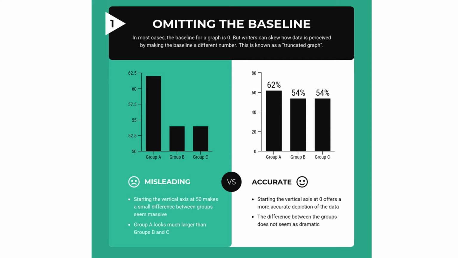One way is by omitting the baseline. By omitting the baseline, this makes the changes look larger than what they could be. So in our example, our baseline starts at 50 instead of 0. By doing this, group A looks much larger than groups B or C. If we start the axis at 0, we get a more accurate depiction of the differences between our bars.